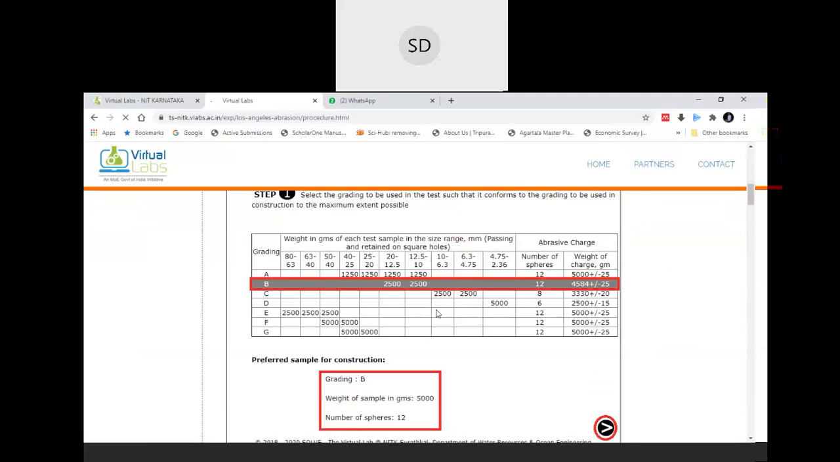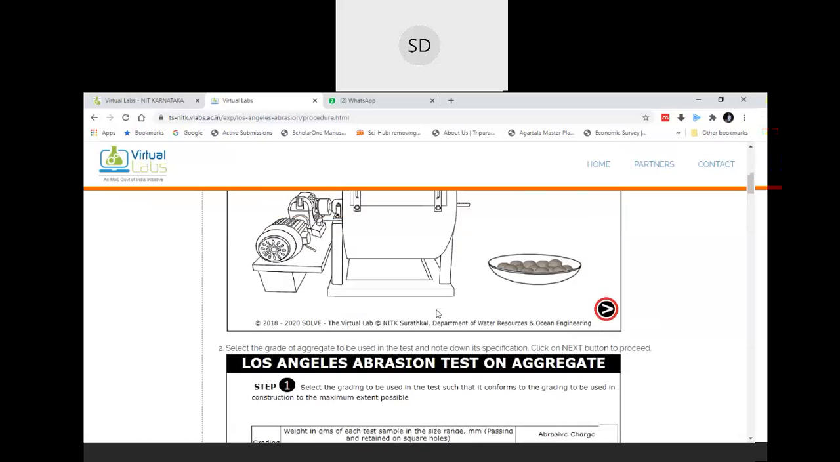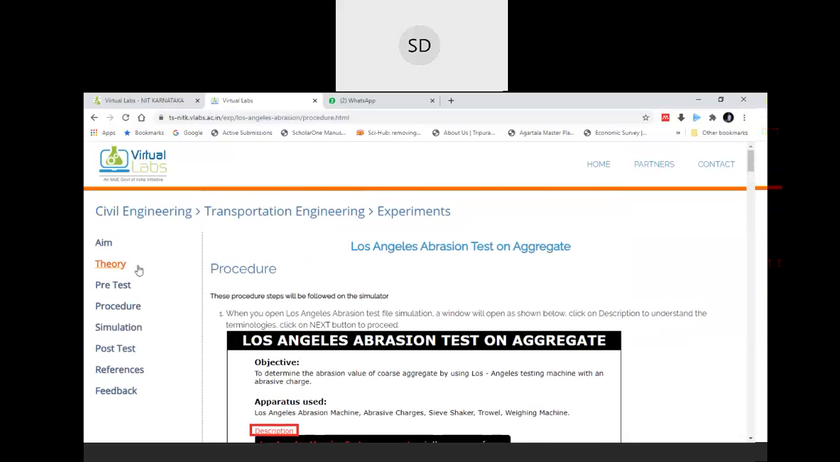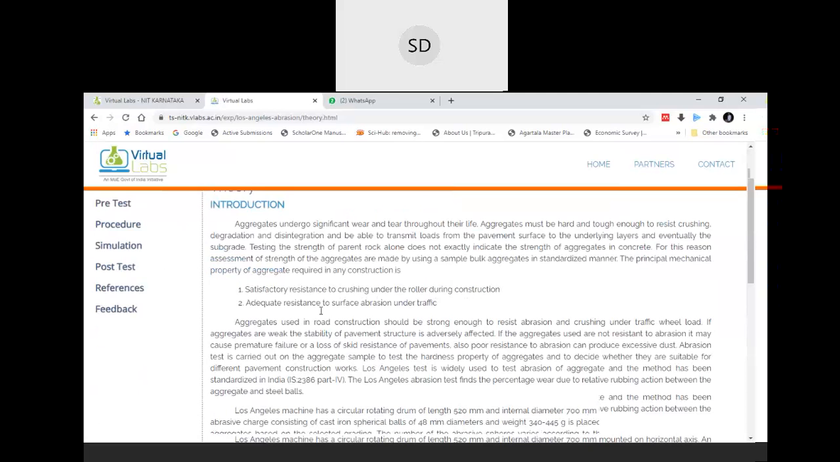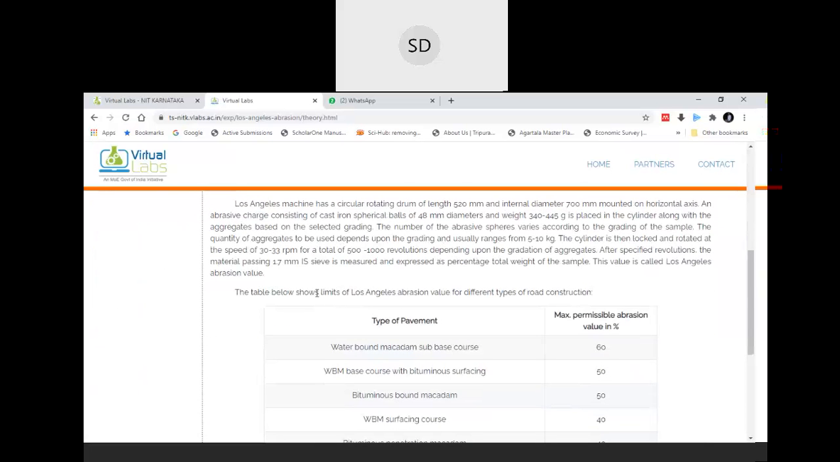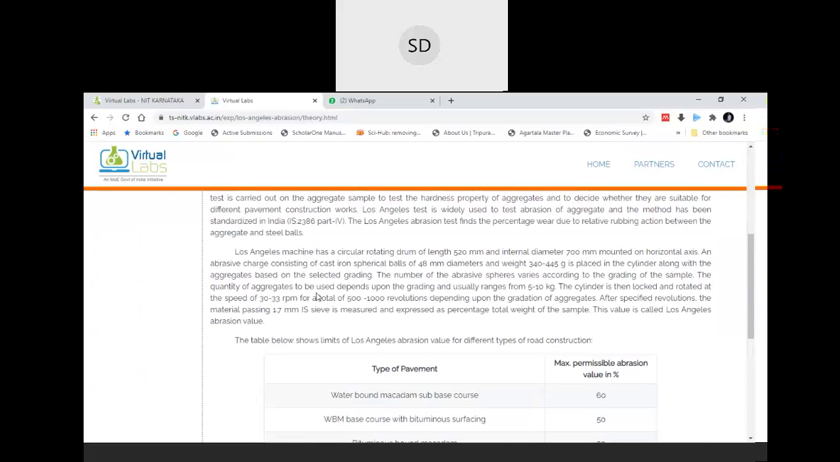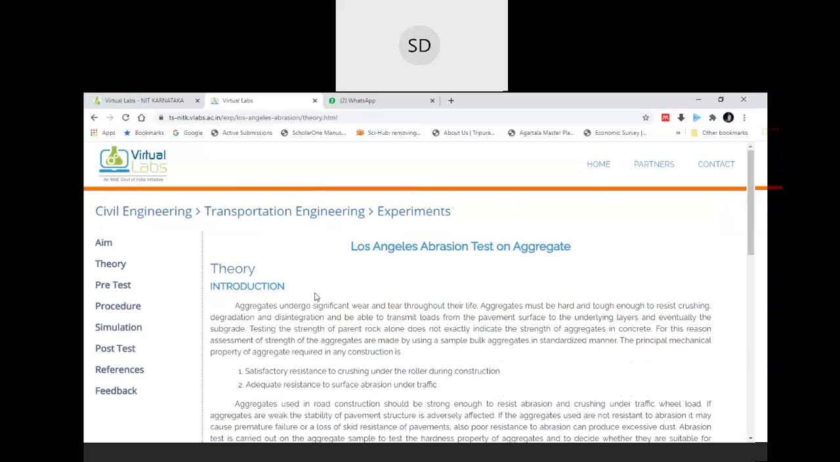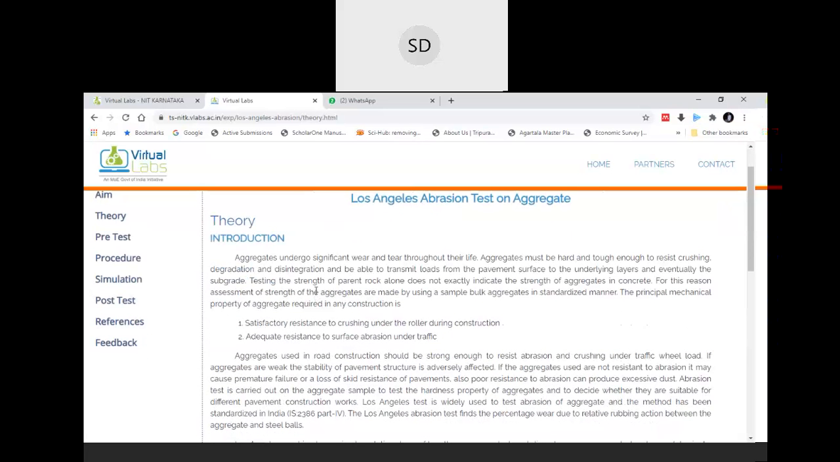So there are different gradings of the aggregate. Basically, in the Los Angeles abrasion test, what happens? There are different types of grading for the aggregate, and based on that grading you have to take some abrasive charges. One cylindrical drum would be there, and in the cylindrical drum you will place some aggregate with a sieve analysis. That sieve is also fixed based on the different regions and different categories. I will discuss this later on.